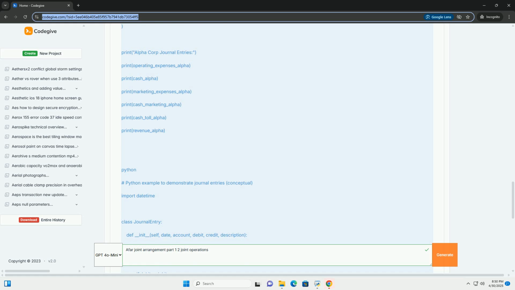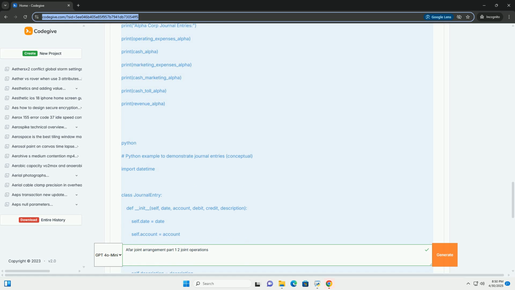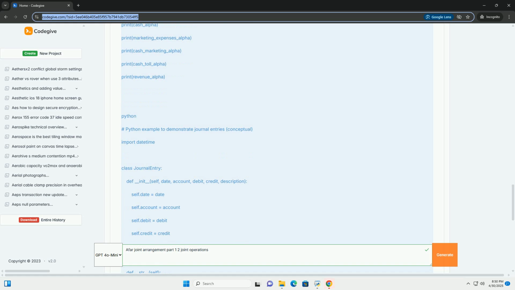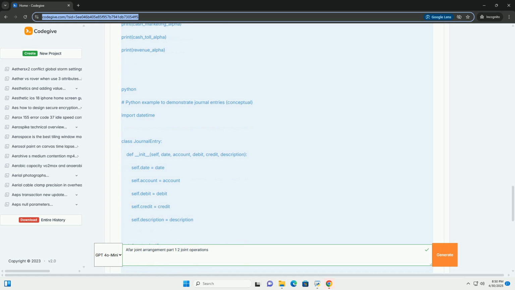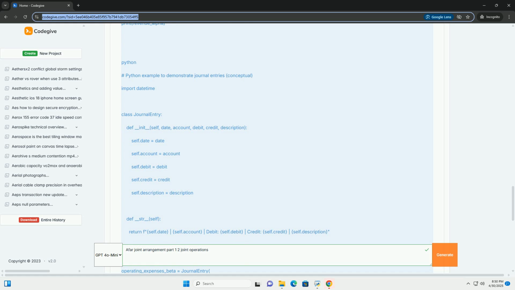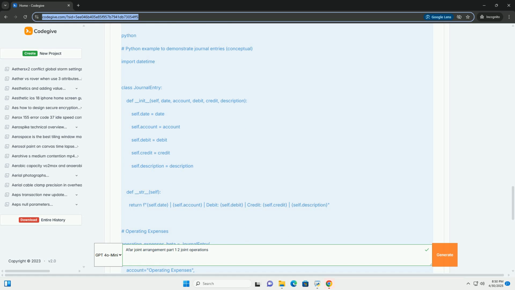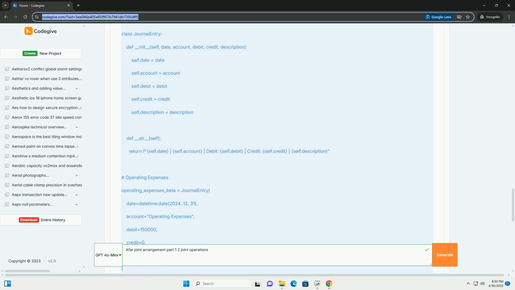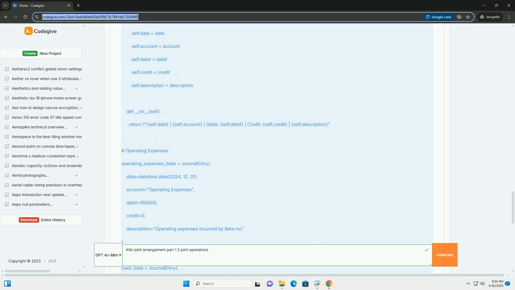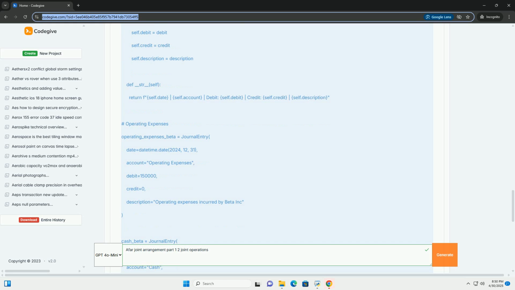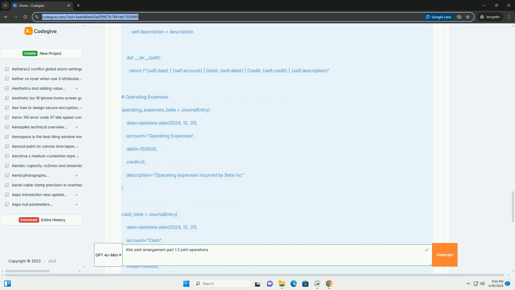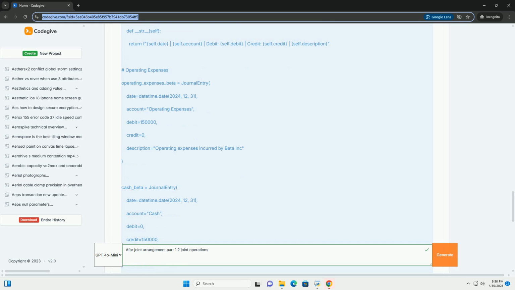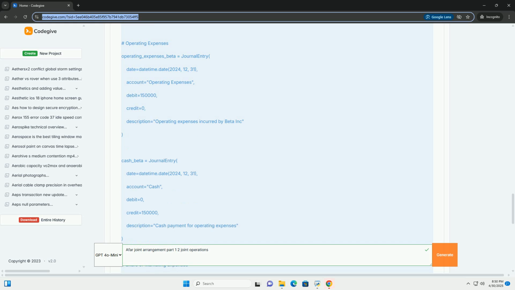Part 1. Understanding joint operations. A joint operation is essentially a collaborative effort where parties agree to share control over a specific activity but retain rights to the assets and obligations for the liabilities. Each joint operator uses its own assets and resources and is directly responsible for its own obligations. Key characteristics of joint operations.